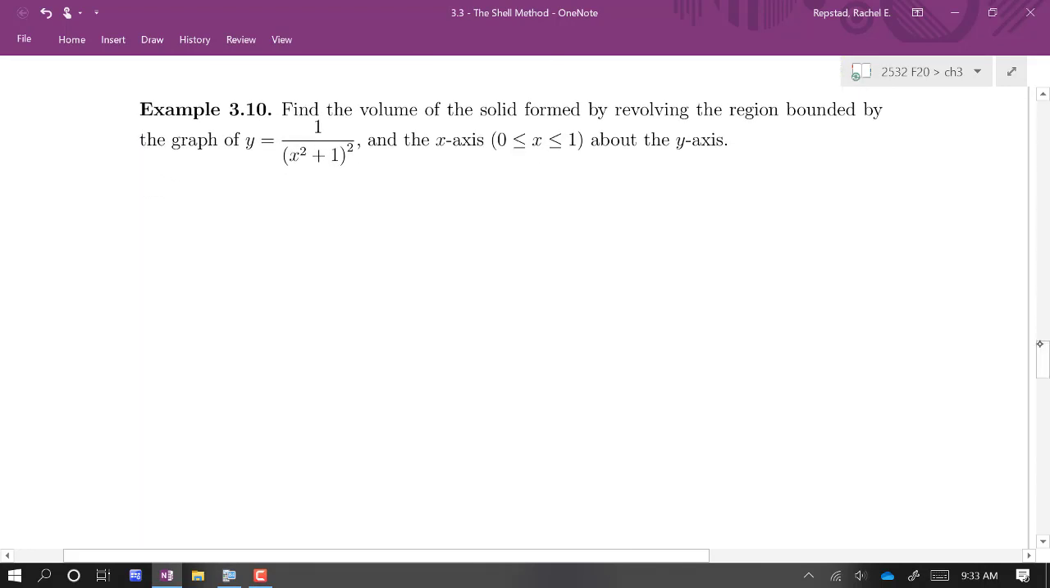Alright, in this next example, we're going to find the volume of the solid formed by revolving the region bounded by the graph of this function, 1 over the square of x squared plus 1, and the x-axis. They give us some bounds. We're only going to look at this region from 0 to 1 about the y-axis. So we need to graph this.